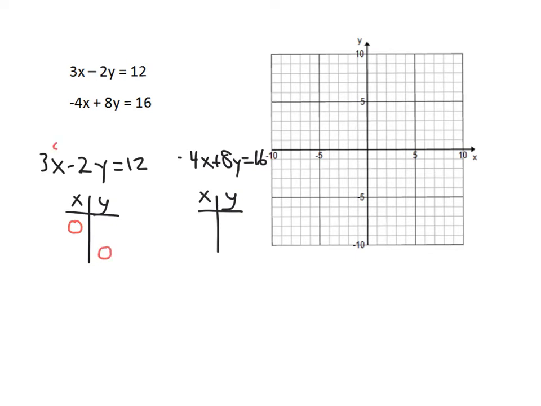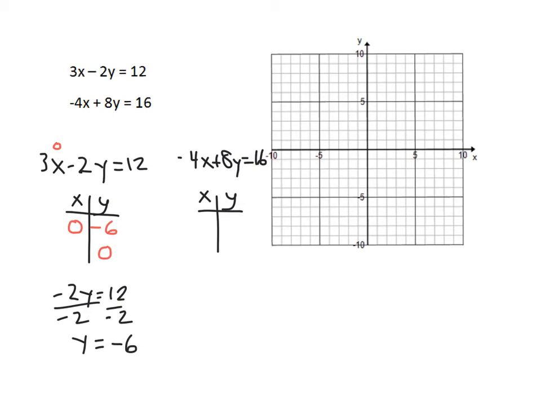When I put a 0 in here for x, you can ignore, again, all of this right here, and you'll end up with negative 2y equals 12, and ignore it because it's 3 times 0, which is 0. And now we're going to divide that by negative 2. Again, this is not new material here. So 12 divided by negative 2 is negative 6. So negative 6 is our y-intercept.